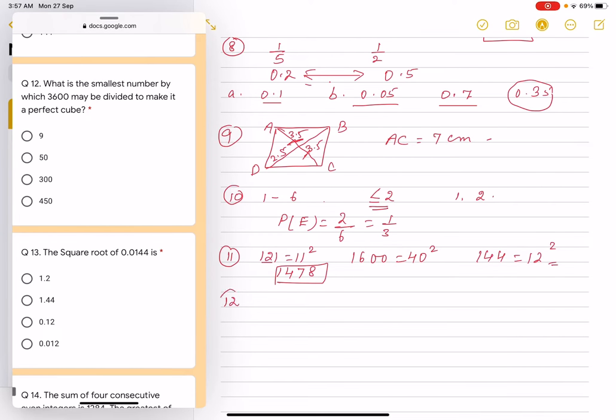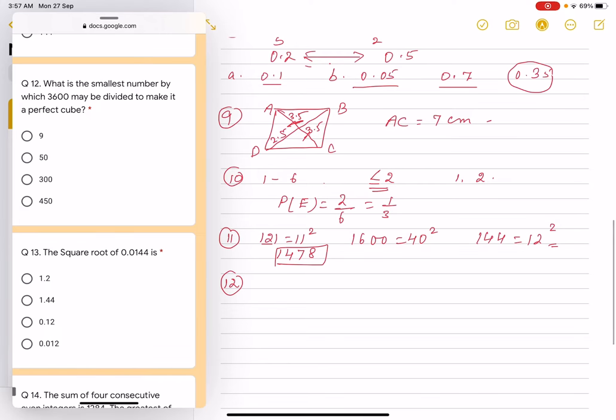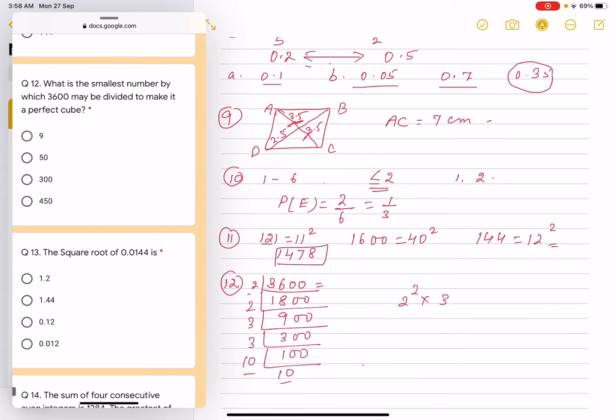We come to question number 12 fast. Smallest number by which this is divided to make a perfect cube. So let's take the prime factorization. Or you break it. It is 2. We start with this. 2 1800, 2 900. And we have to make a cube. 3, 300, 3, 100, 10. Okay, if you give it, it is 10. It is coming 2 square, 3 square, 10 square.